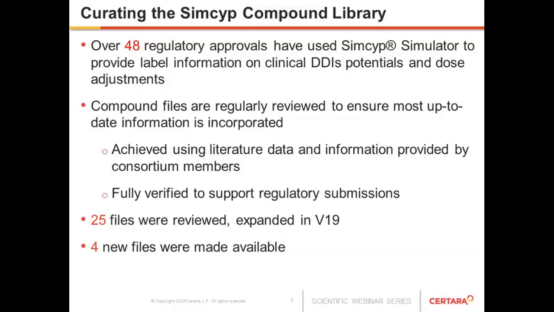So at version 19, we have reviewed and expanded 25 of the compound files that were already available in the simulator. This has involved expanding them to include additional features, as well as reviewing and updating some of the key parameters like distribution and clearance of some of the compounds. We've also added 4 new compound files, and I'll talk through some of these later in the presentation.